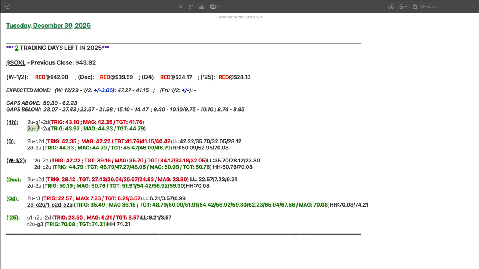If we do reach that 42.35, we do have an extended target of 41.76. To the upside on the 4-hour, if we go 2-1, 2 up, that gives us a continuation triggering at 43.97 with a magnitude of 44.33. So not a whole lot of magnitude there. We've got an extended target of 44.79 out there for you.